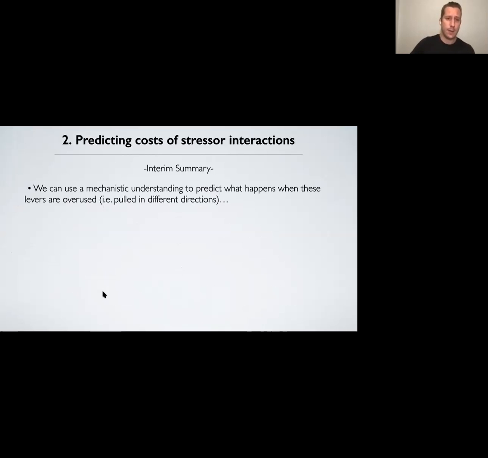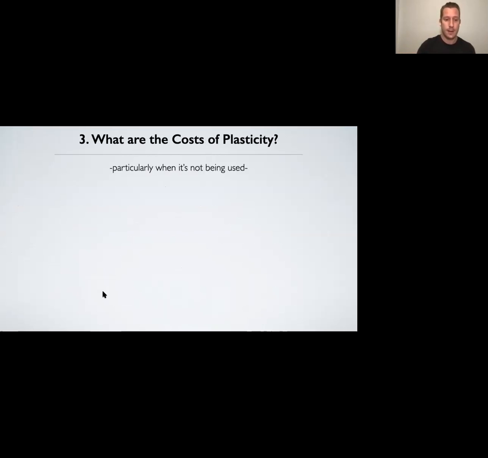So we really can use a mechanistic understanding to predict what happens when these levers are overused or when they're pulled in different directions. But what about when these levers are underused? What happens in terms of costs when these levers start to rust? At this scale, we really need to take a different approach. We have to drop that treatment level effect that we looked at earlier and start looking at the level of the individual, specifically individuals that are flexible versus individuals that are relatively inflexible.